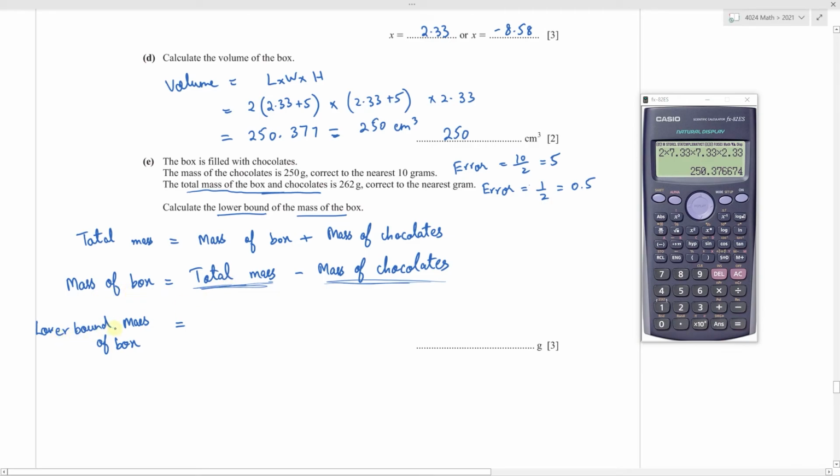So to find the lower bound mass of box, I will take the lower bound total mass. Basically I'm trying to minimize the result of this subtraction. So how can I have the minimum result? By taking the smallest possible value and subtracting the maximum possible value. So the minimum possible value is the lower bound total mass minus the upper bound chocolate's mass.